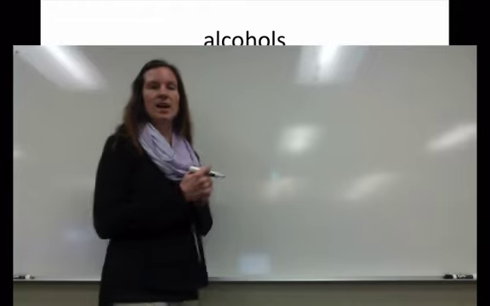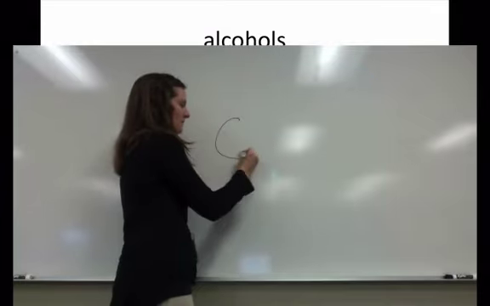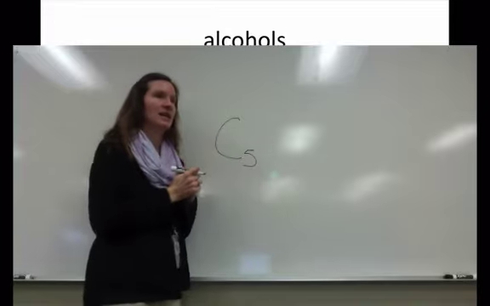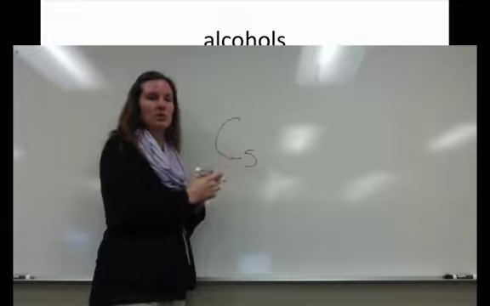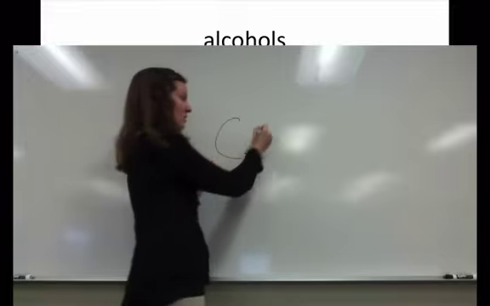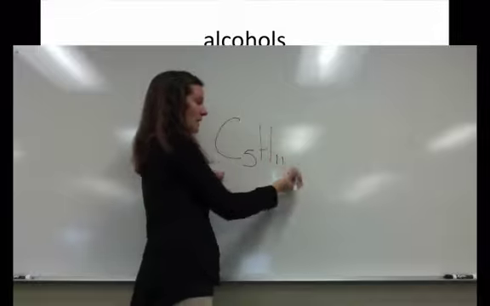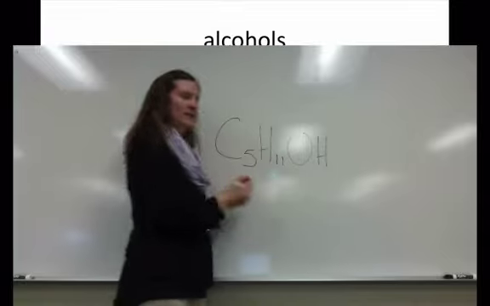So pentanol, pent is 5, so you're going to have C5. And then the rule is carbon times 2, so that's 10. You add 1 hydrogen to it, so that's 11 total. And then because it's an alcohol, you're going to add an OH group to the end.